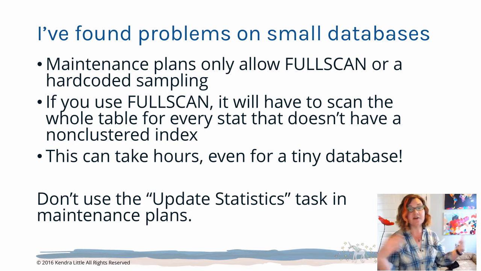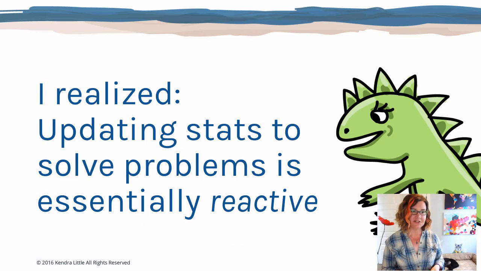If the table is 100 gigs, I'll just take a little sampling. You can't even do that in the update statistics task in maintenance plans. You only have bad choices in there. So do not use maintenance plans for statistics updates, because it'll just take hours.